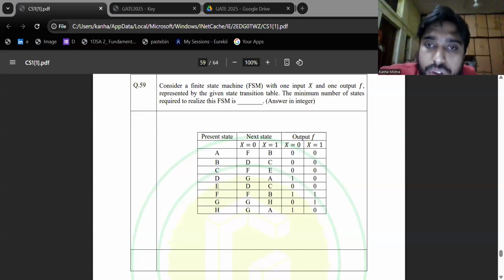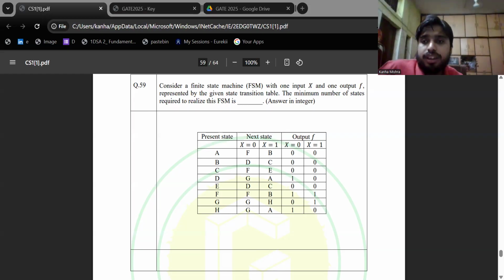Hello everyone, let's solve GATE paper CS1 question 59 of 2025. Consider a finite state machine FSM with one input X and one output F, represented by the given state transition table. The minimum number of states required to realize this FSM is? So we are given the present state, the next state for x of 0 and x of 1, and the outputs for x of 0 and x of 1.